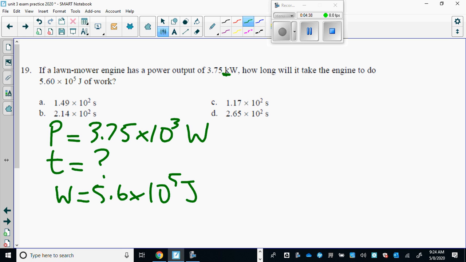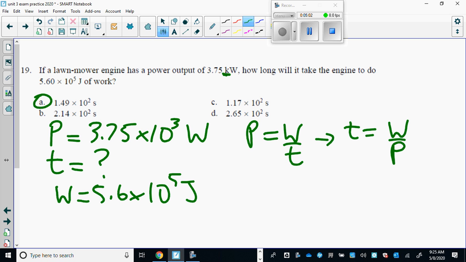Very straightforward question. Here's your formula. There's your formula rearranged for t because they're asking how long, and then it's just the 5.6 times 10 to the 5 divided by 3.75 times 10 to the 3, and that should give you an answer of A. So that's a pretty straightforward question.